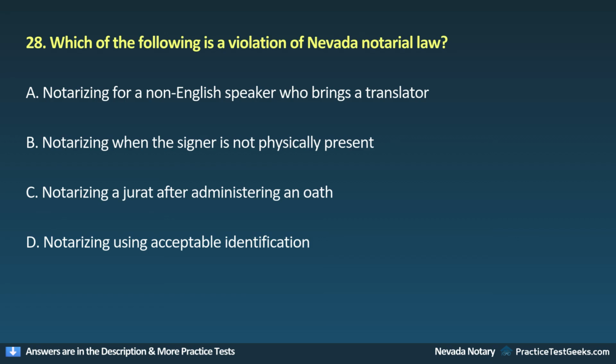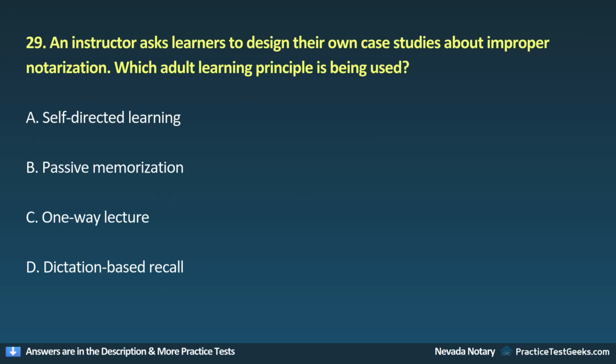28. Which of the following is a violation of Nevada notarial law? A. Notarizing for a non-English speaker who brings a translator. B. Notarizing when the signer is not physically present. C. Notarizing a jurat after administering an oath. D. Notarizing using acceptable identification.